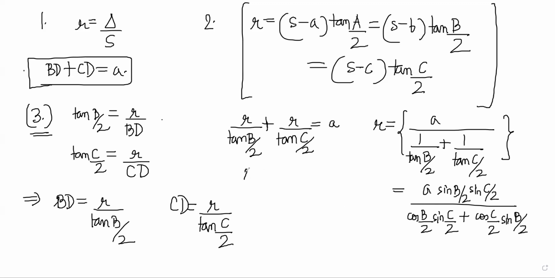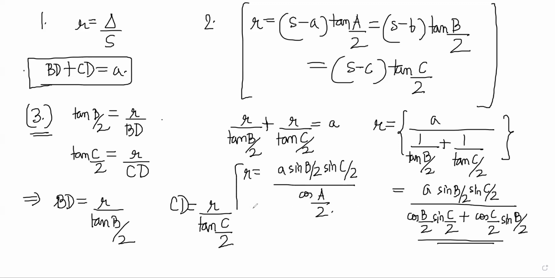That is clearly becoming a sin B by 2 sin C by 2, divided by sin of (B plus C) by 2, which is sin of (90 minus A by 2), so that is cos A by 2. Do you understand what we are doing? Yes, sir. The third formula is coming from this one only, the diagram that we made for this one.